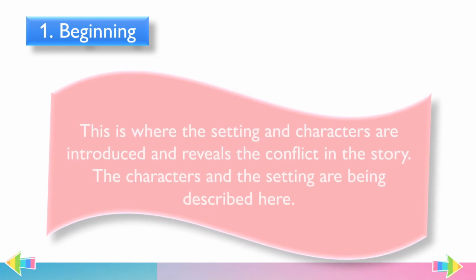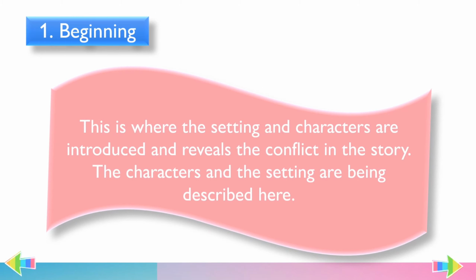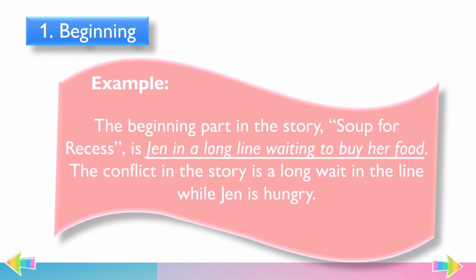The beginning. This is where the setting and characters are introduced and the conflict in the story is revealed. The characters and the setting are being described here. For example, the beginning part in the story, Soup for Recess, is Jen in a long line waiting to buy her food. The conflict in the story is a long wait in the line while Jen is hungry.